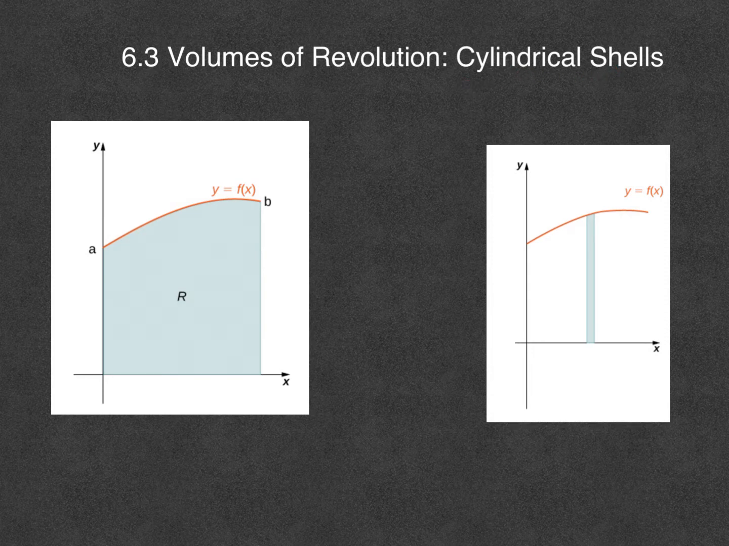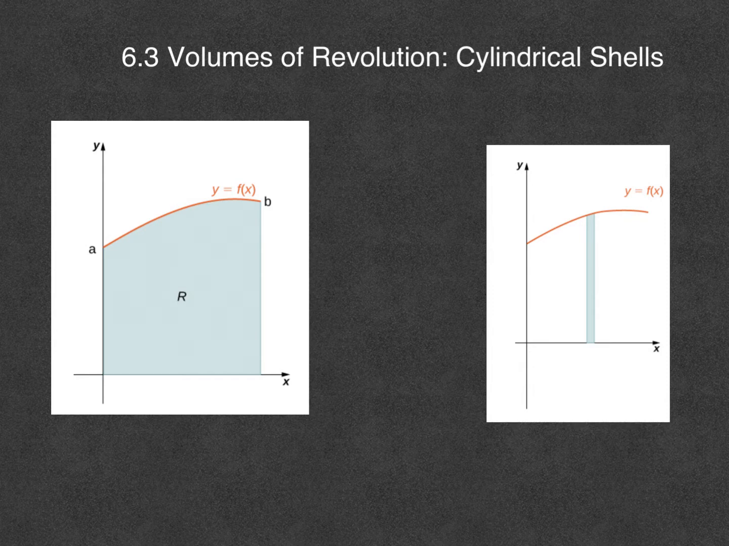In 6.2 we were introduced to the disk and washer method, where the volumes came from taking a region and revolving it around the x and then the y-axis. We're doing the same thing, but with a different approach that allows us to find volumes sometimes more efficiently. Sometimes one method is a little bit better than another. Okay, so where does the shell method come from? All right, that's what we'll do first.